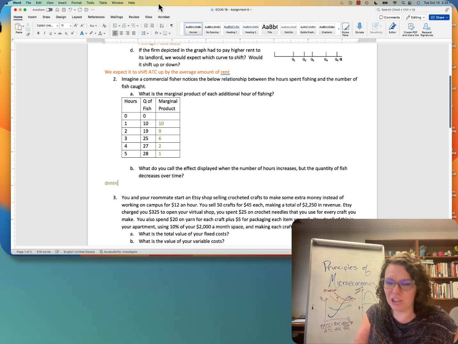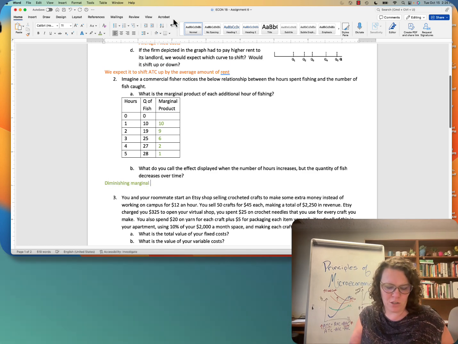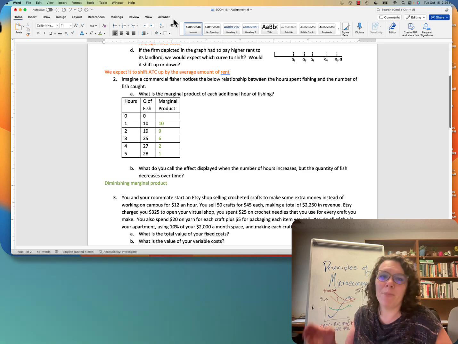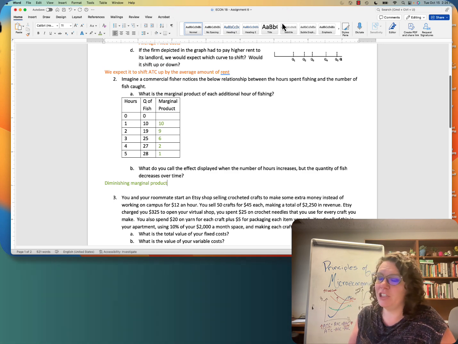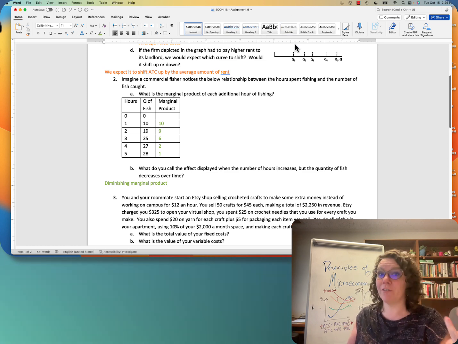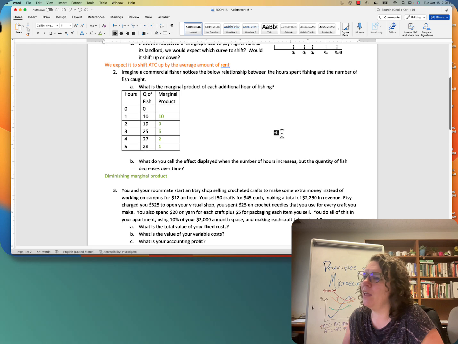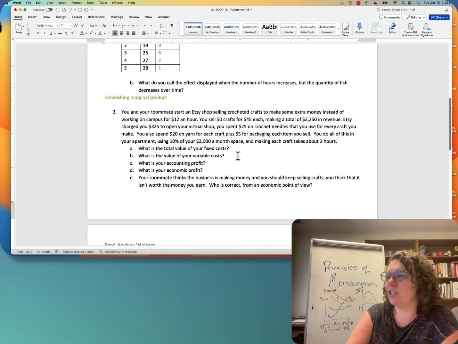That's just diminishing marginal product, right? It's the marginal product of each hour of fishing producing less additional fish, fewer fish on the margin.